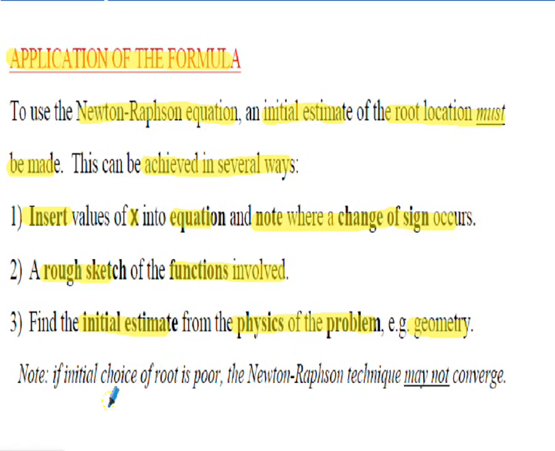We need to be careful though, because if the initial choice of the root is poor, the Newton-Raphson technique may not converge. As the iterations unfold, we bounce around the root position and never home in on it. So we need to be careful that the estimate we have is reasonably close to the root to begin with.